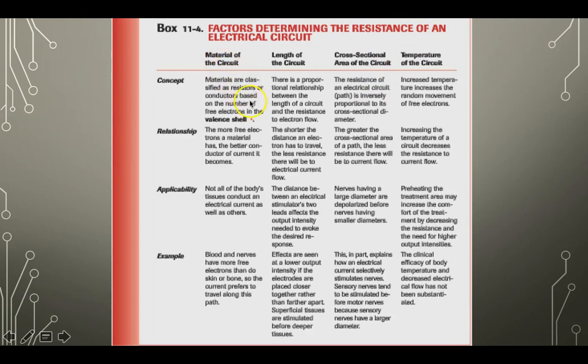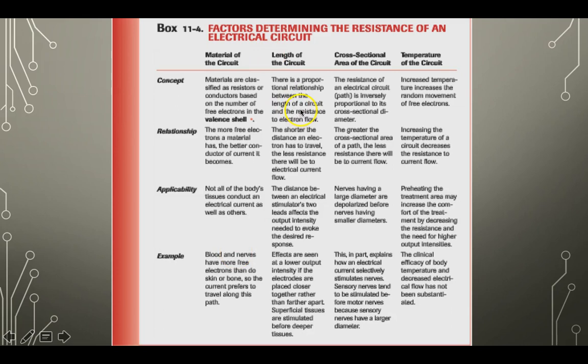So the material, what makes up the resistors and the conductors. Basically, how many electrons are free to be able to move. If there aren't a lot of free electrons, it's going to be harder for the current to move through. An example here is that blood and nerves have more free electrons than skin and bone do. So the current's going to want to move through those more easily.